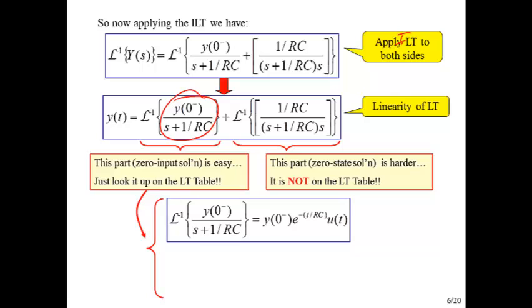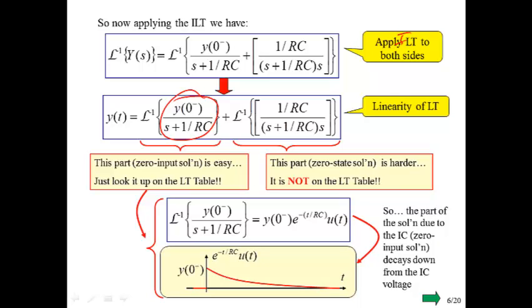That's the zero input solution part, and that would look like that. So here, if we assume that our initial condition is positive, we know that what that means is, for this circuit, that the capacitor was initially charged to that value. And if there were no input on this circuit, we would be just simply discharging this capacitor back through that resistor. And we know that that decays like that.